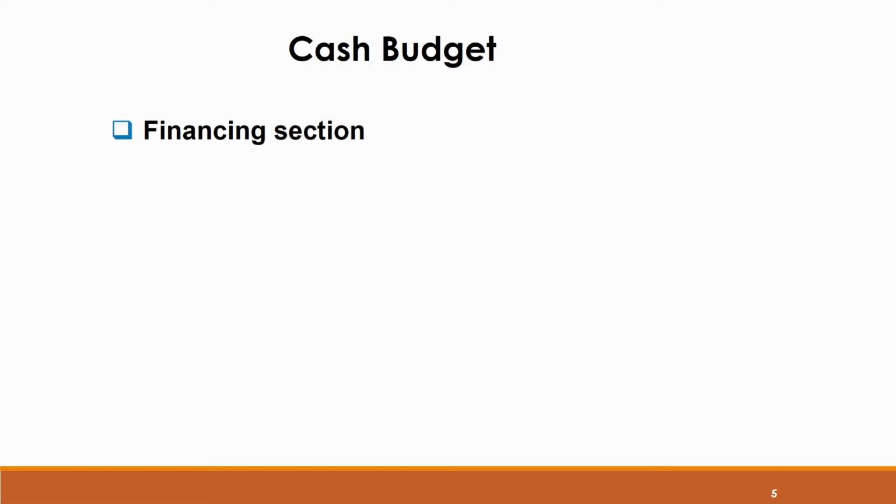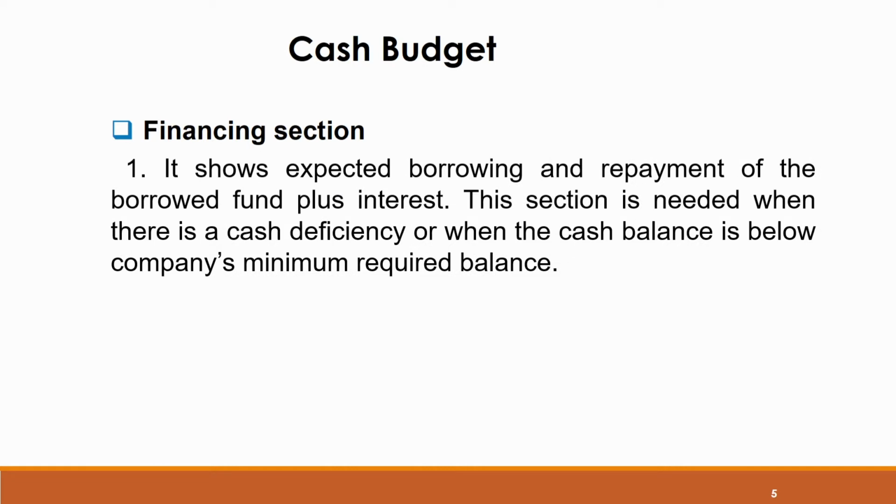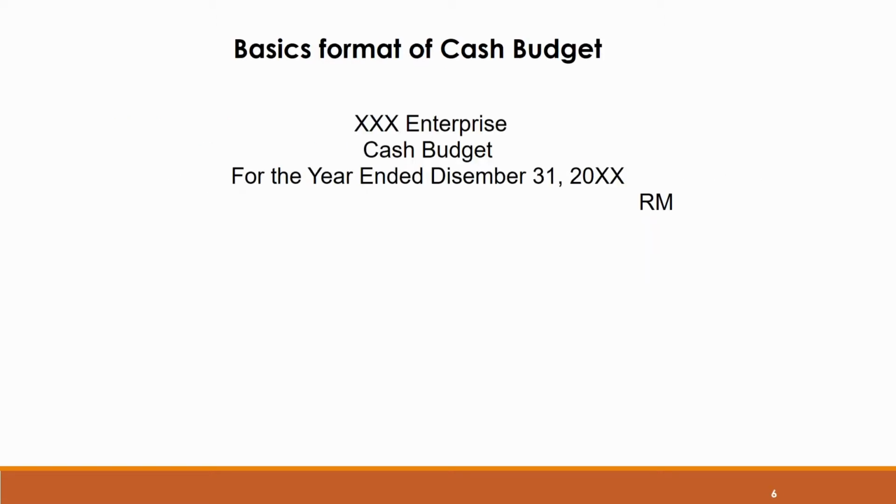Financing section. So, what is the meaning of the financing section? It shows expected borrowing from the bank and repayment of the borrowed fund plus interest. This section is needed when there is a cash deficiency or when the cash balance is below the company's minimum required balance, or based on the policy of the company to maintain the minimum cash balance. This is the basic format of cash budget.